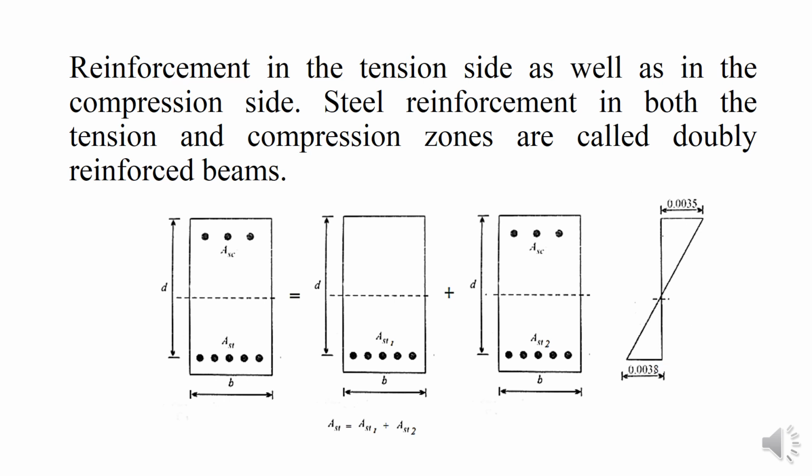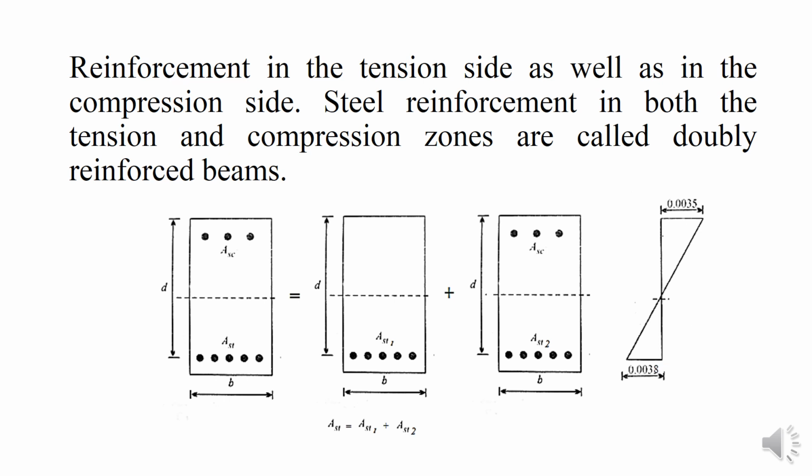It may also happen, due to moving load, particularly at a support, that you have compression as well as tension. There is a change of sign in the bending moment. There also you have to provide reinforcement in the tension zone as well as the compression zone.